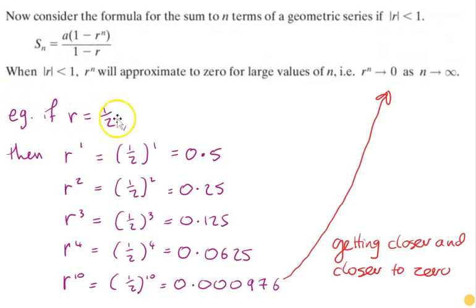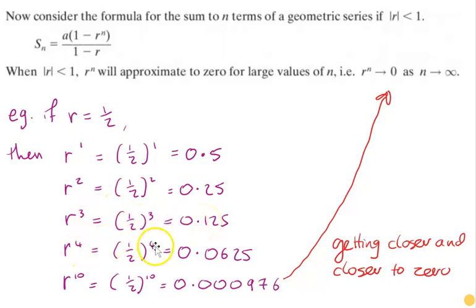So let's say, for example, r is equal to a half. It doesn't matter what r is, so long as it's less than 1. So I'm just going to use a half as an example. Then r to the power of 1 is a half to the power of 1, which is 0.5. r squared is a half squared, which is 0.25. r cubed is a half cubed, 0.125.